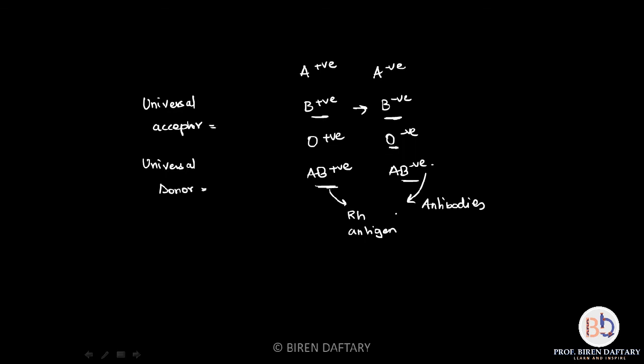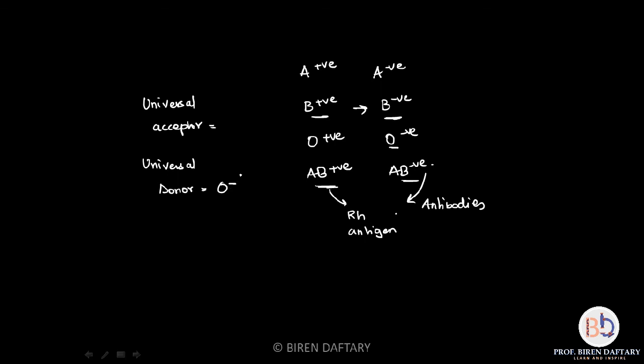O negative is the universal donor, because for any person given O negative blood, since O negative doesn't have any antigen, it will not produce any antibodies against it in the blood group which is receiving this. So O negative is the universal donor, whereas the universal acceptor will be, yes, what do you think?